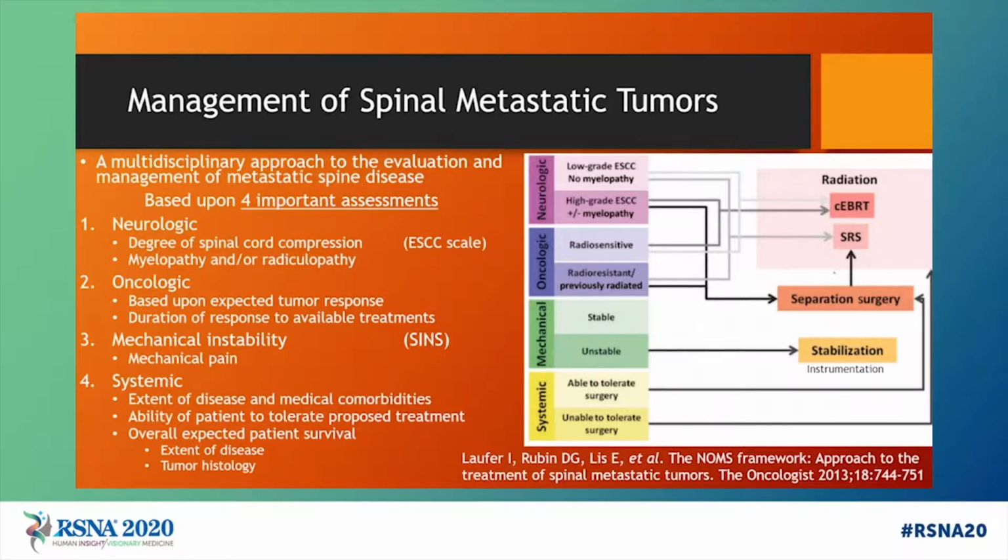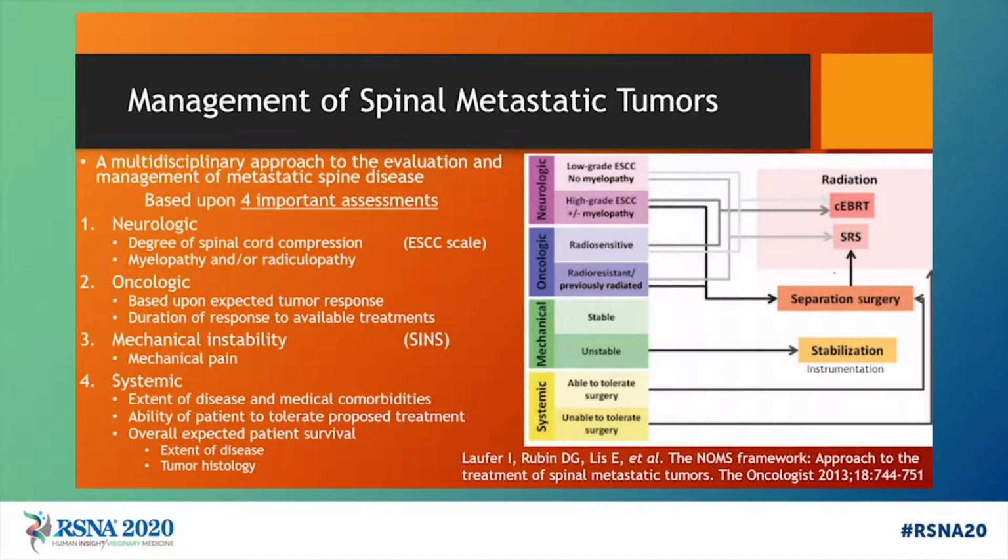Mechanical instability, which again utilizes the spinal instability neoplastic score, and systemic parameters, which include extent of disease and medical comorbidities, the ability of the patient to essentially tolerate the proposed treatment, and how long they're expected to survive given their extent of disease and their tumor histology. Let's look at an example of how we might use this algorithm.